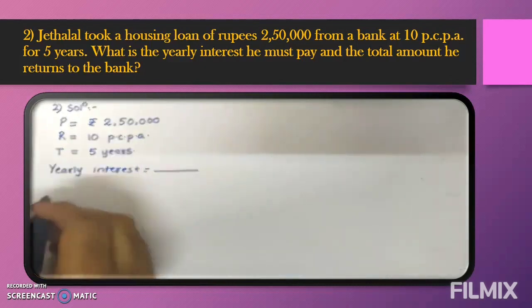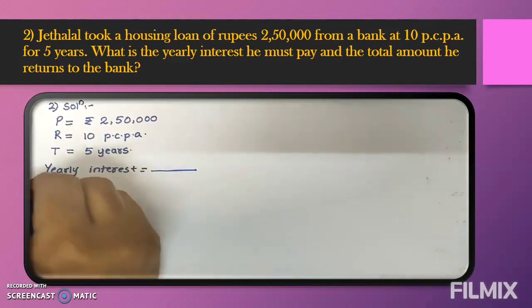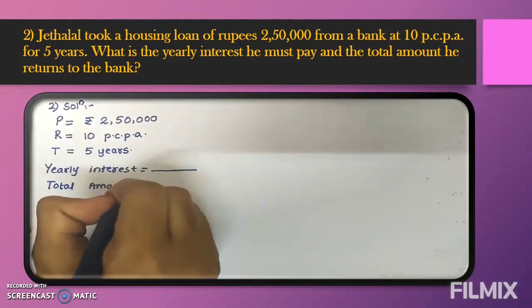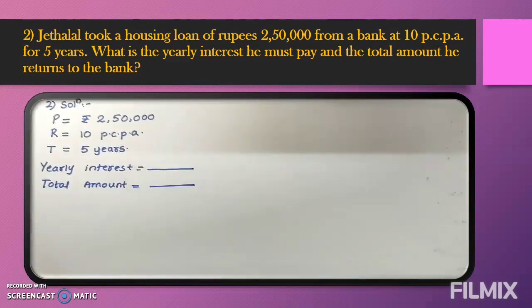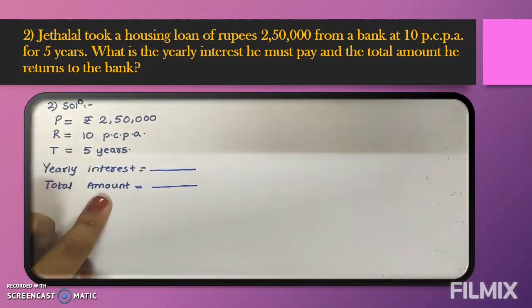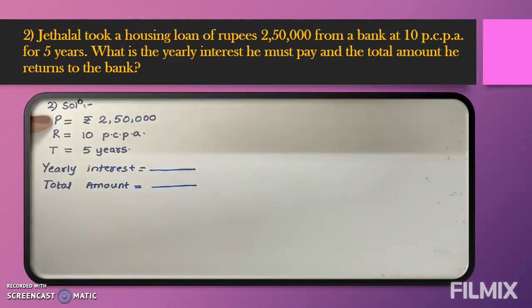And next what they are asking: the total amount. So we'll write total amount, or you write only A is equals to that. Now these two things we have to find out. Now the sum is very simple, as we have done the first one. As we have to find out the amount, what's the formula for amount? P plus I.